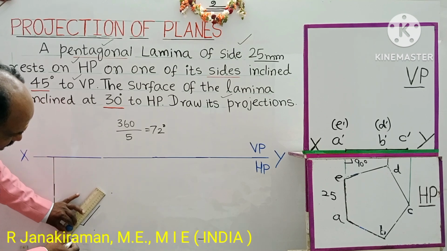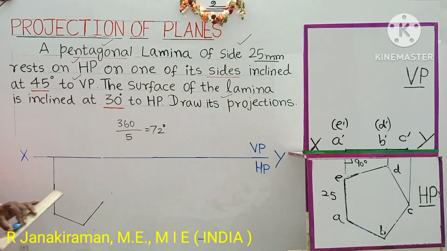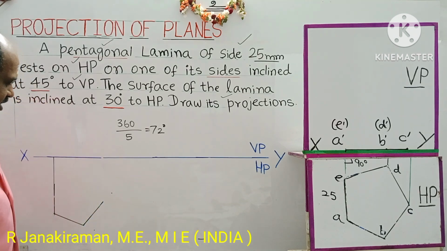So this side will also have 25 mm. Every time you have to take a fresh measurement. 25 mm, 25 mm. That is 2.5 centimeters.